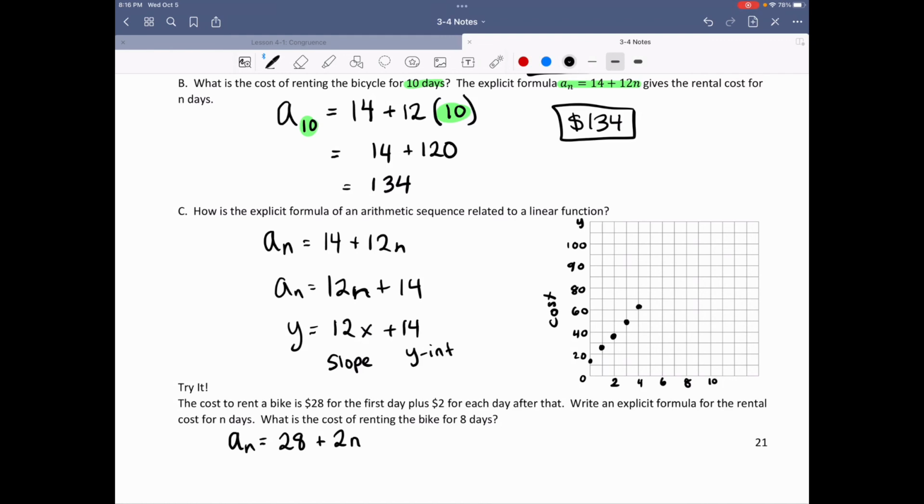What is the cost of renting the bike for 8 days? So I would do A sub 8 is equal to 28 plus 2, and then I substitute in 8. A little bit of order of operations. 2 times 8 is 16. So that would be 28 plus 16, which would be 44. So that would be $44 to rent the bike for 8 days.